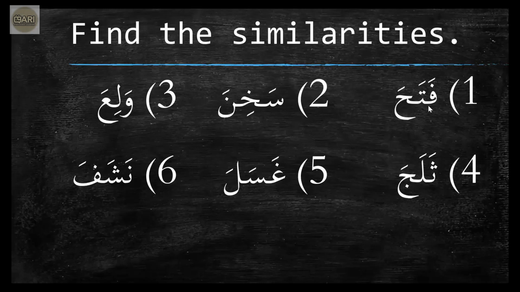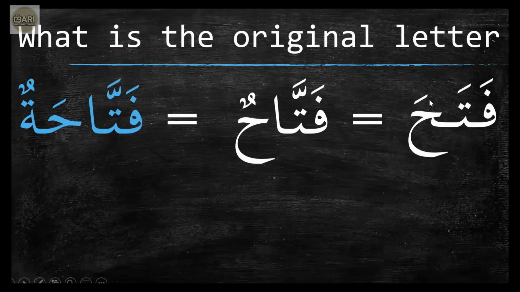Fataha means to open. Sakhina means to be hot, to be warm. Wali'a means to set ablaze, to be on fire. Thalaja means to be cold, to be ice. Ghasala means to wash, and nashafa means to dry. So we're transitioning from what we learned earlier this week, which is the fa'al form. And we said the fa'al form is the occupation form. It shows someone or something that does something all the time like it's a job.